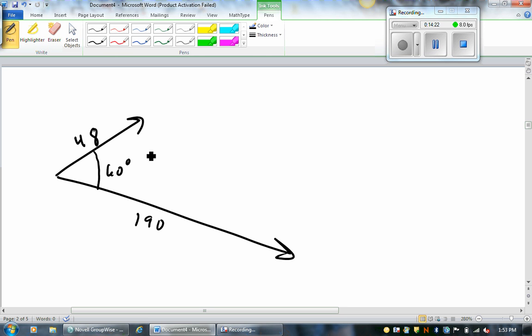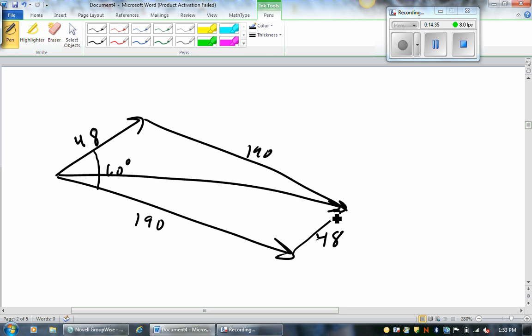We would like to know, now this of course means by the parallelogram rules that this is 190 and this is 48. And we would like to know the magnitude and direction of our vector v, I'm going to call it. That's our resultant vector, and we would like to know the magnitude of the resultant vector as well as this angle theta, the angle between the larger force and the resultant vector as our direction.